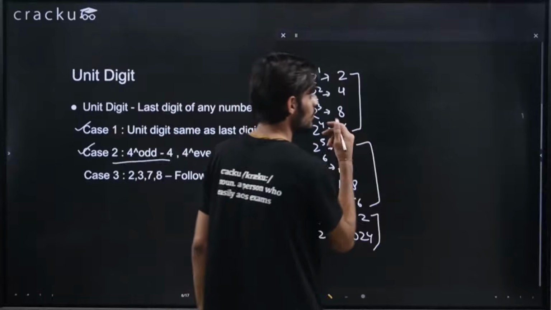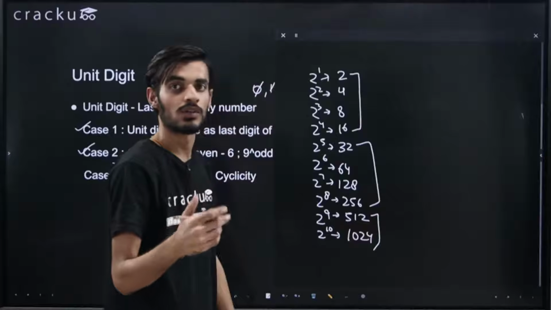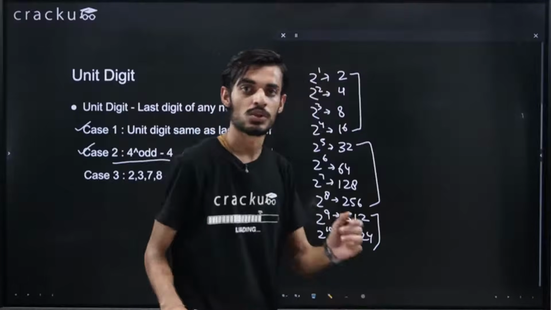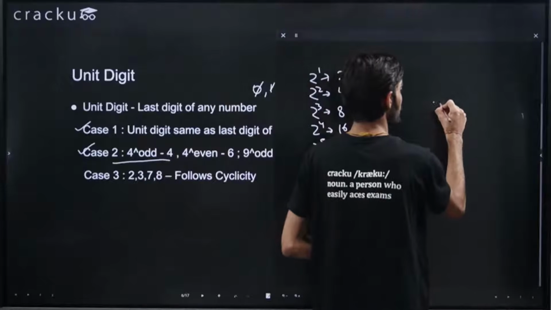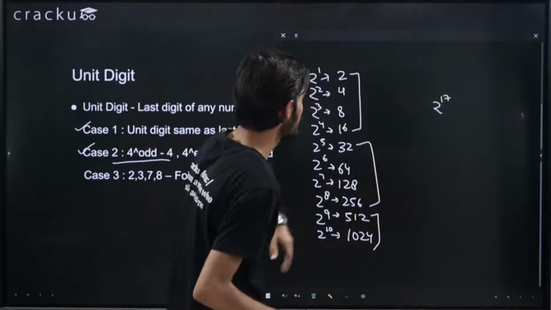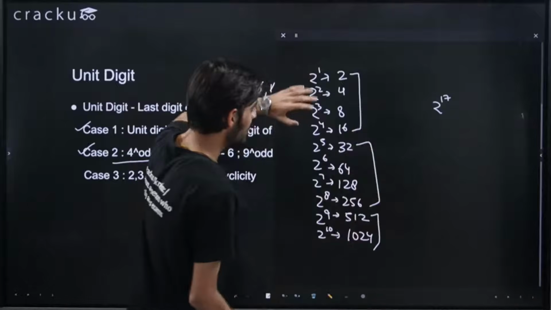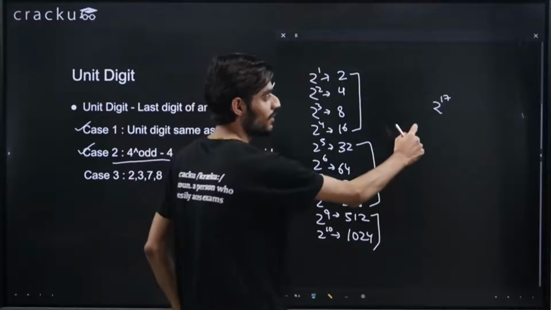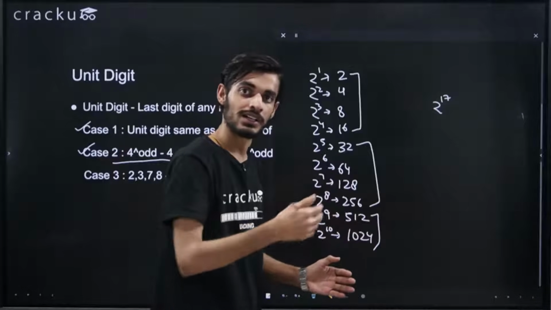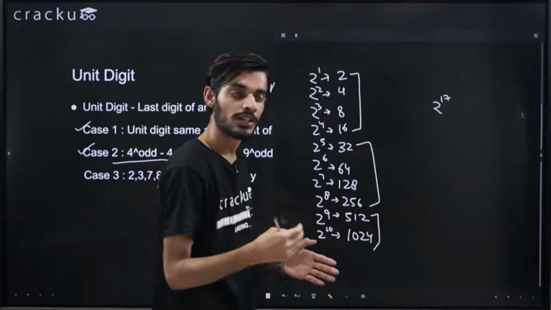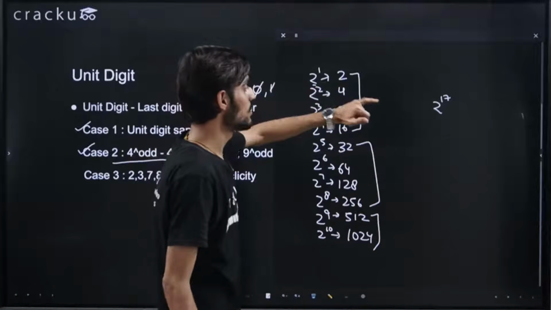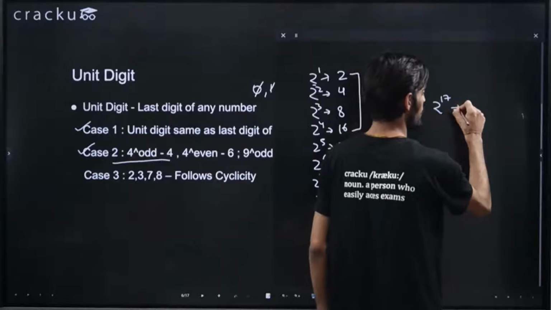So if I ask you to calculate the unit digit of, let's say, 2 raised to the power 17, what you can say is that, because the values are getting repeated after 4, the unit digit of 2 raised to the power 17 will be same as 2 raised to the power 13, then 2 raised to the power 9, then 2 raised to the power 5, and 2 raised to the power 1. So 2 raised to the power 1 is 2, so you can say that the unit digit will be 2.